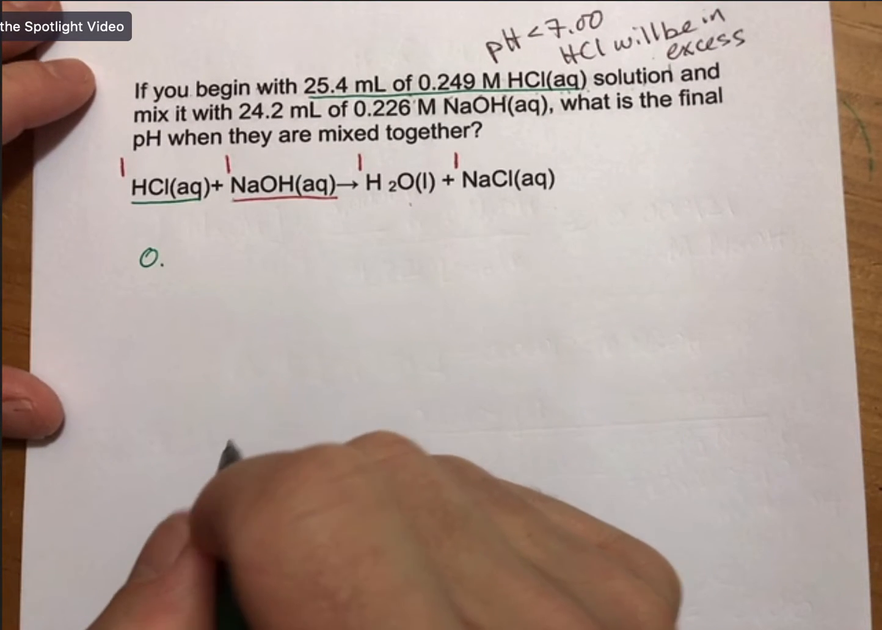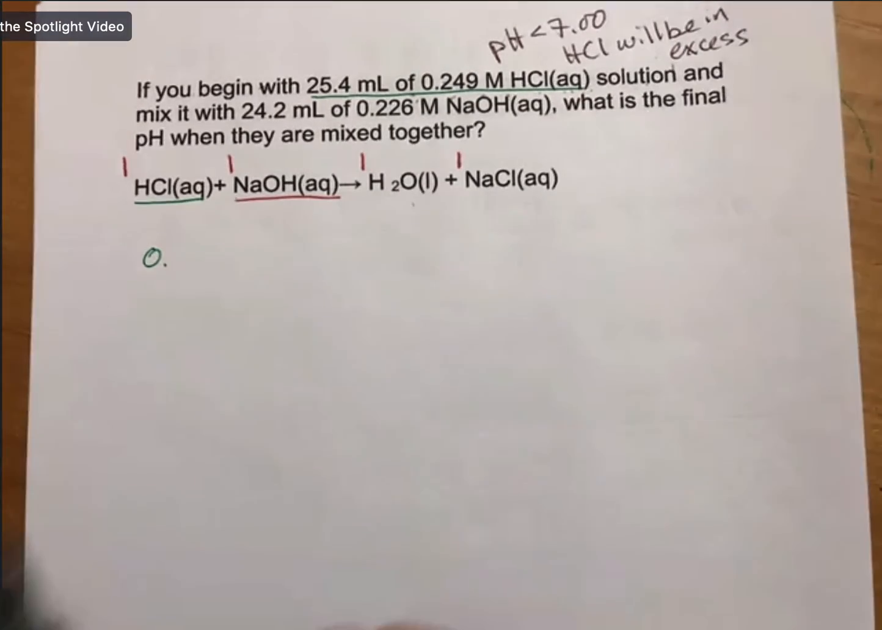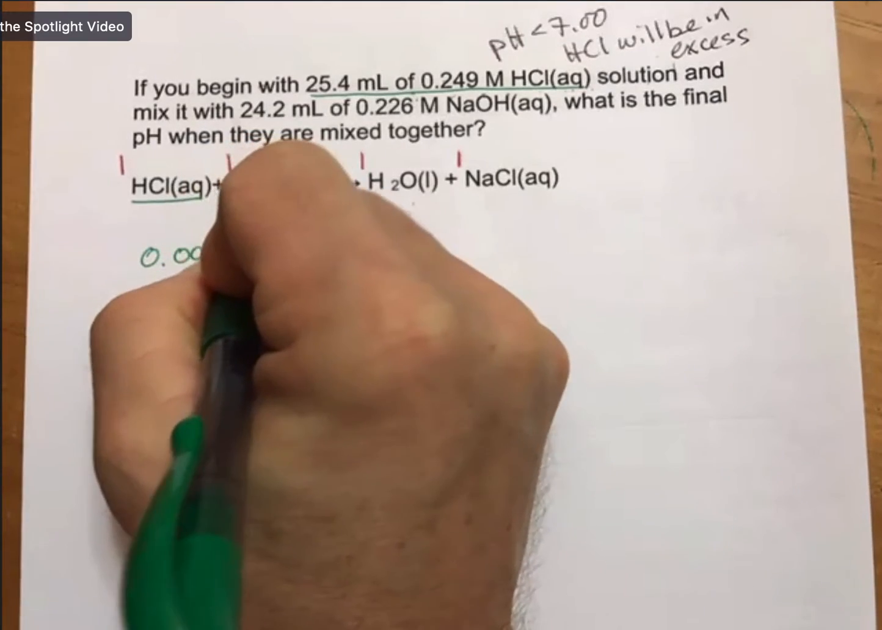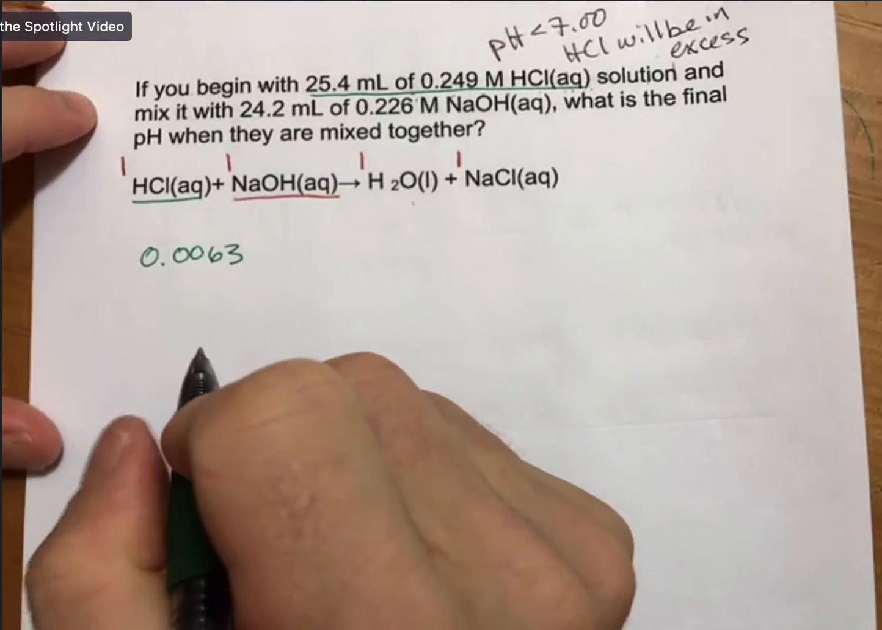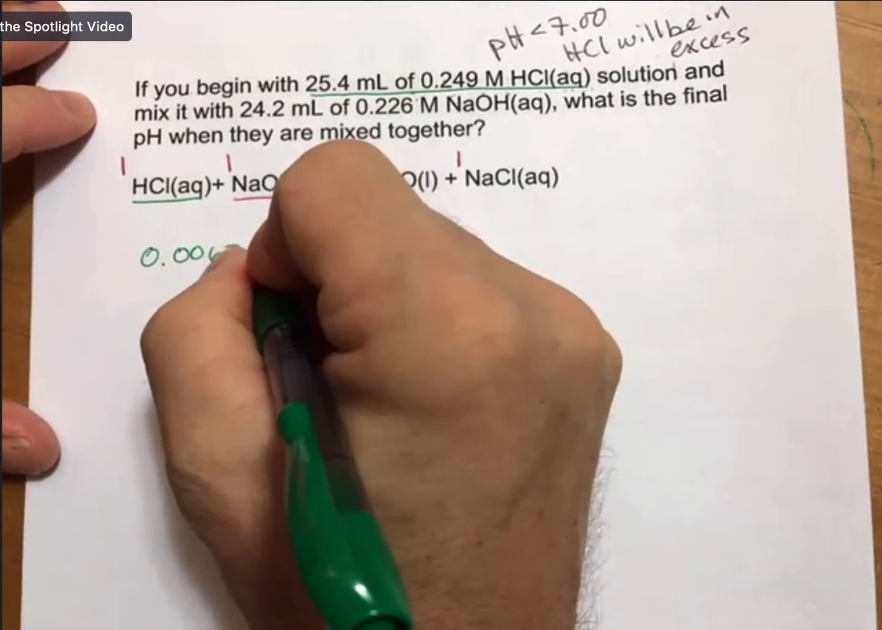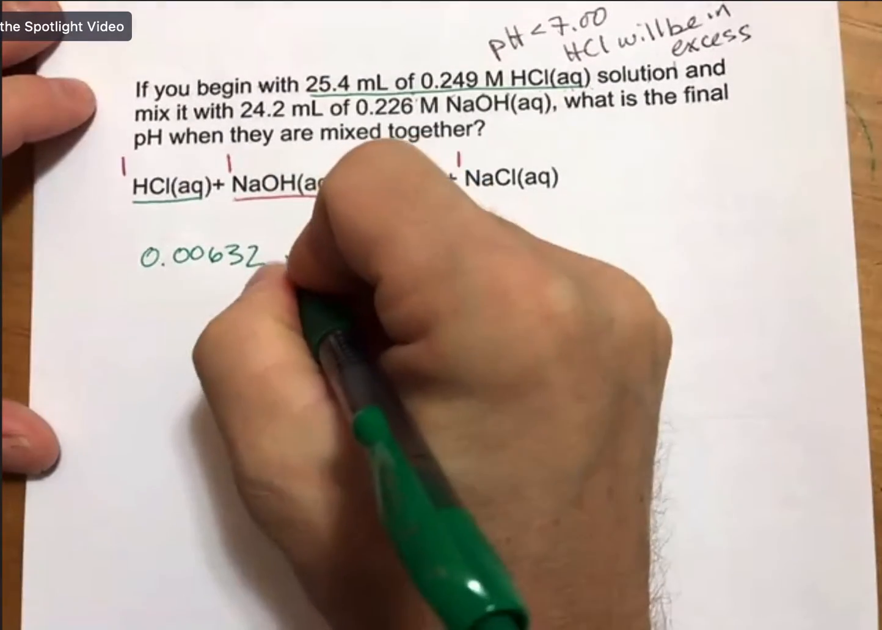And somebody else be working on the moles of sodium hydroxide, please. 0.0063. One more digit, please. Well, you're right, 0.00632 moles of hydrochloric acid. Thank you.